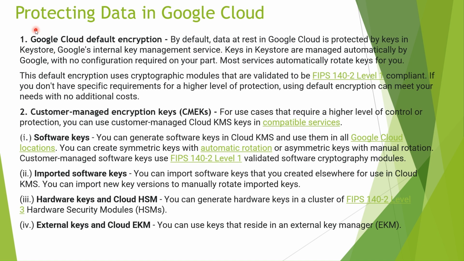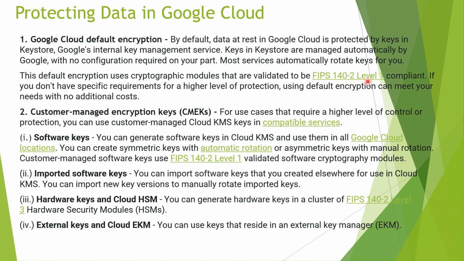First of all, there are two types of encryption provided by Google to us. We can go with Google Cloud default encryption. Whenever you store any file in Google Cloud, it is by default encrypted by Google Cloud. You have to do nothing for this, and it is enabled by default. We have to do no configuration on our part. This default encryption uses a cryptography module that is FIPS 140-2 Level 1 compliant.